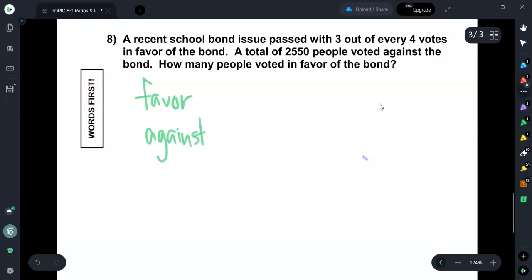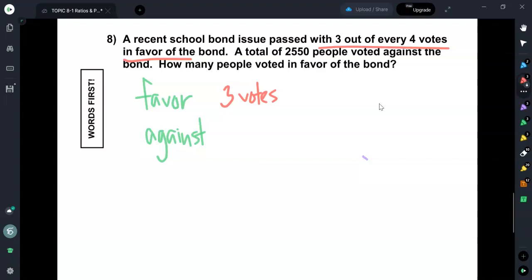Now, let's look at votes. 3 out of every 4 votes was in favor. So that means we've got 3 votes in favor. But how many votes does that mean against? This is a thinker. If 3 out of every 4 total votes was in favor, that means 3 were in favor, 1 was against. Does that make sense? Because there's 4 total votes, 3 were in favor, that means 1 was against.